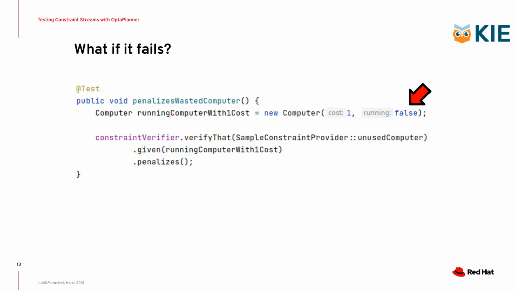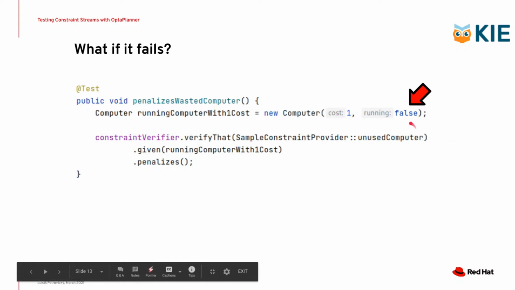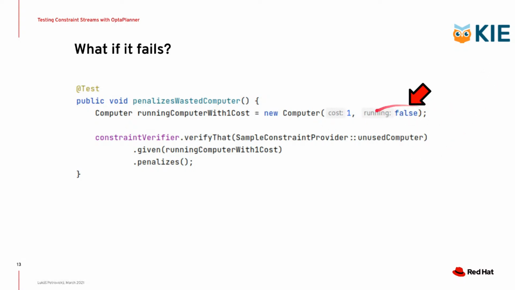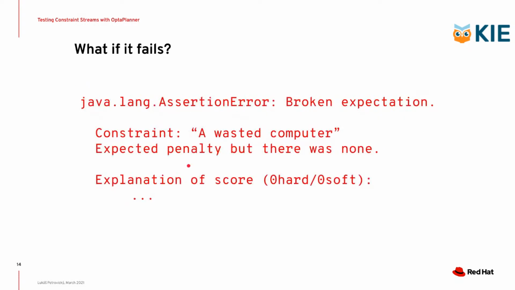So let's try an experiment. So instead of making the computer running, we set the computer as not running. It's stopped, right? So the constraint only penalizes those computers which are running. So right now, this penalizes call, still the same penalizes call, should fail. And indeed, it does. So this is an assertion error, which is the error that JUnit or TestNG or AssertJ or anything throws at you whenever a test fails.